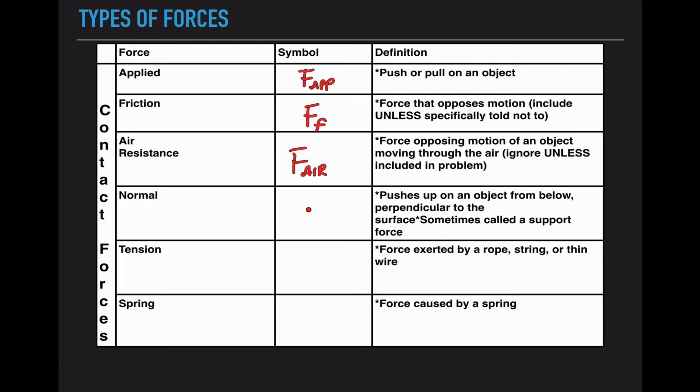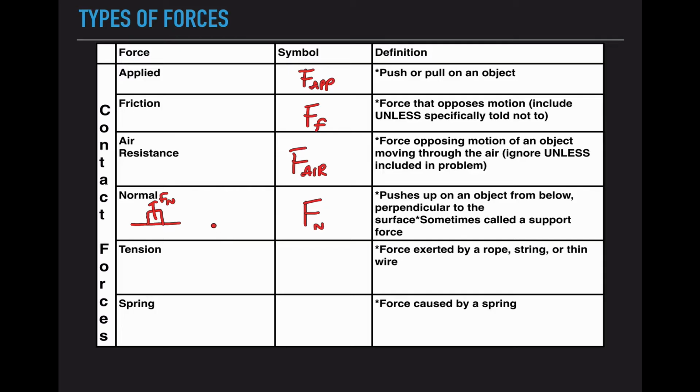The normal force, which pushes up on an object from below, is perpendicular to the surface and is sometimes called a support force. That is capital F, subscript capital N. And I'm going to make a little drawing over here. If you are on a flat surface, and this is the object sitting down, the normal force is always perpendicular to the surface. So here the Fn goes directly up.